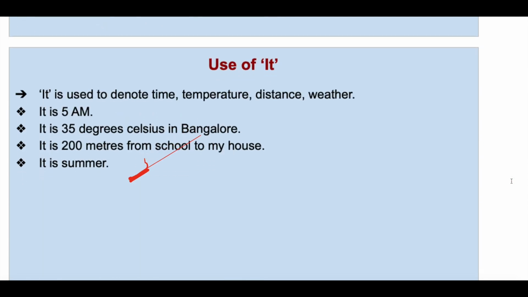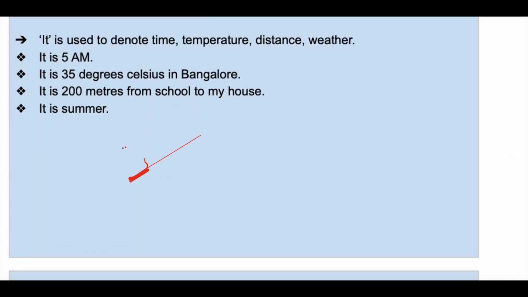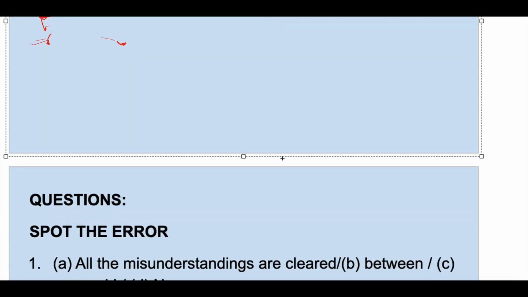Next, it is used to denote time, temperature, distance, weather. It is 5 a.m. It is 35 degrees Celsius in Bangalore. It is 200 meters from school to my house. It is summer. Same concept.